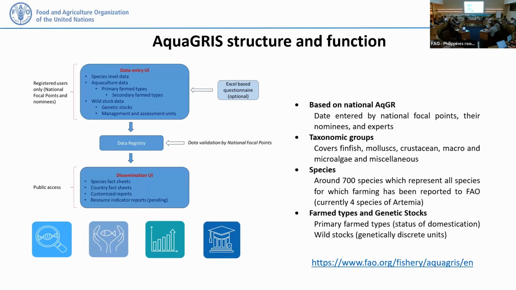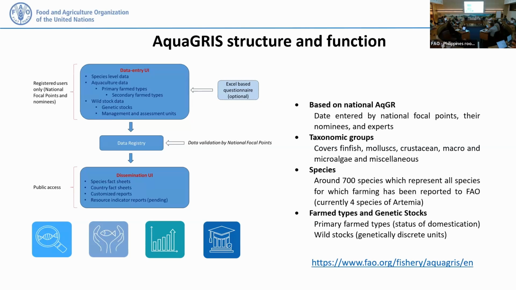So the current data in AquaGRIS should be viewed with a disclaimer that it's not yet validated by national focal points. But then the interface that's available to the public, anybody in this room can access it, and the link is there in the bottom corner of the slide, is the dissemination user interface. And this is where users can enter the system and find out all of the information that's been entered into the system.